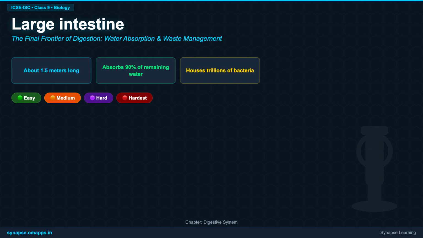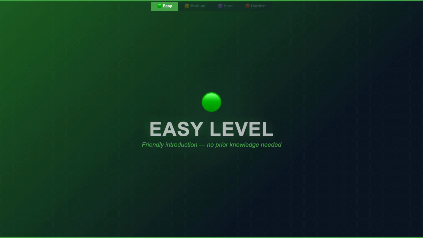Today, we are diving deep into the digestive system and focusing on a crucial, often overlooked organ, the large intestine. We'll start with the basics, then gradually explore its complex functions, its microscopic structure, and even its role in various health conditions. Get ready to understand how your body handles waste. Ready to discover the simple yet vital jobs of your large intestine? Let's begin our easy exploration.